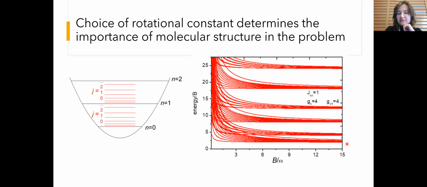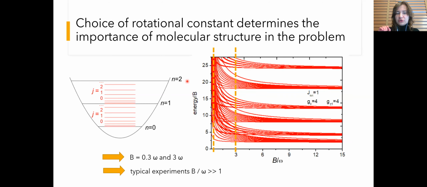If you have, on the other hand, a ratio like 50 or 100, much bigger than 1, you have a lot of harmonic levels before you reach the first rotational state. So basically, rotational states are much further apart than harmonic levels. So actually, it's more similar to atoms in harmonic traps in this sense, in that the rotational structure is less pronounced, less important in the problem.